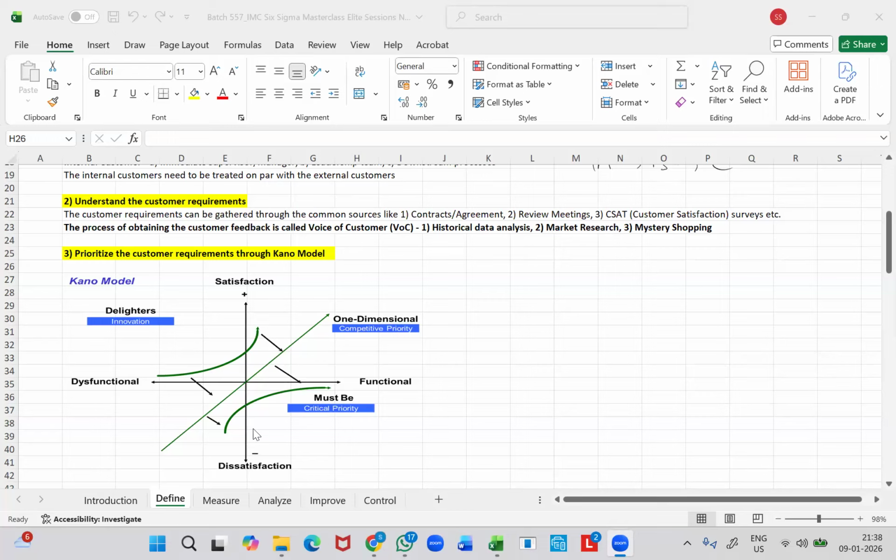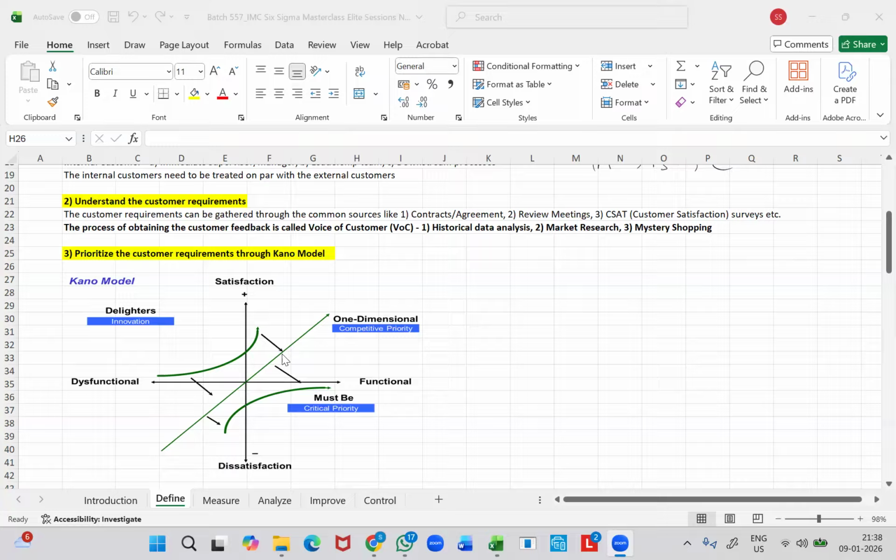So which one would you prioritize? Obviously, the must be needs would be prioritized first if you are falling short of it. Then comes the one dimensional or satisfier needs. And finally, we need to look at providing the delighter needs.